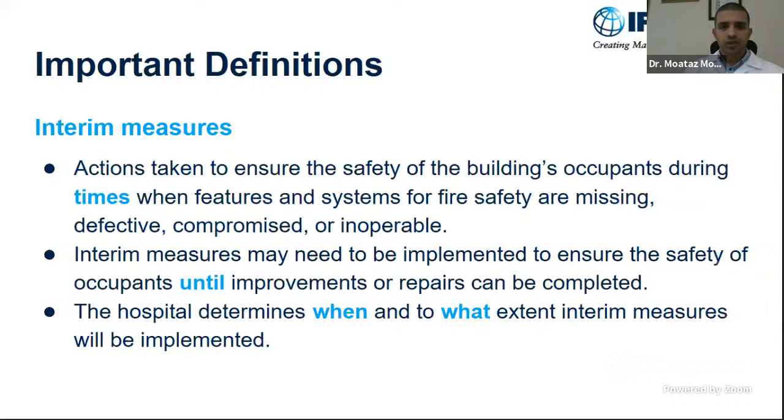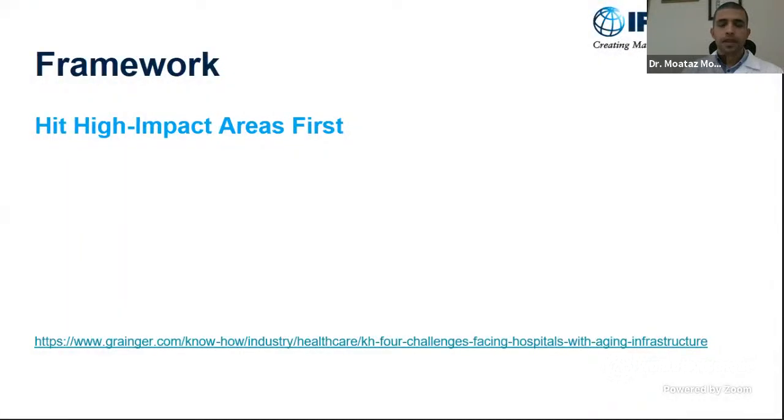And the hospital should determine when and to what extent these interim measures will be implemented. What I would like to highlight here is that by definition, such measures that you will take until you comply with the codes and requirements are only temporary. They are not a substitute for the codes or the requirements. So what's the framework? What's the process or the mindset that you should follow in order to apply such temporary measures?